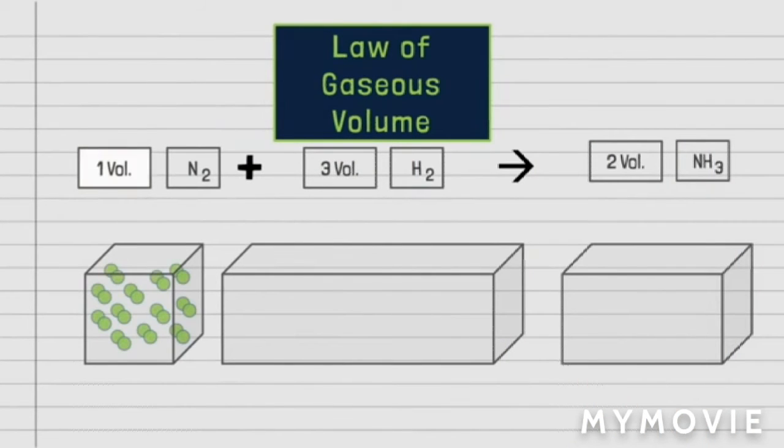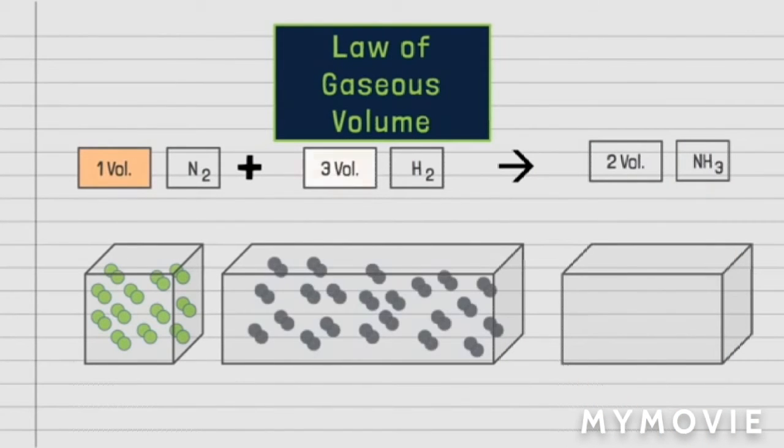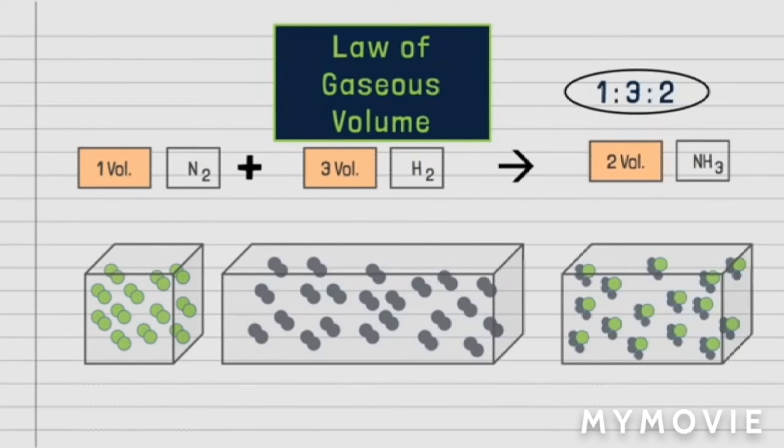On reacting 1 volume of nitrogen with 3 volumes of hydrogen, we get 2 volumes of ammonia. These volumes bear a simple whole number ratio to one another and to the product, that is 1 ratio 3 ratio 2. Hence, this reaction follows the law of gaseous volume.